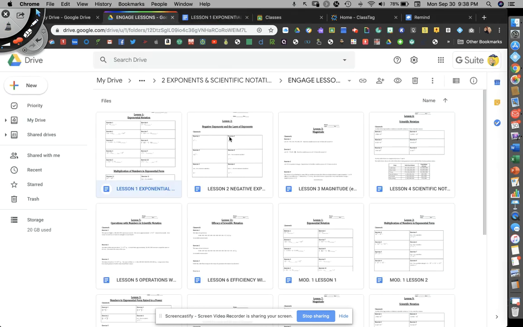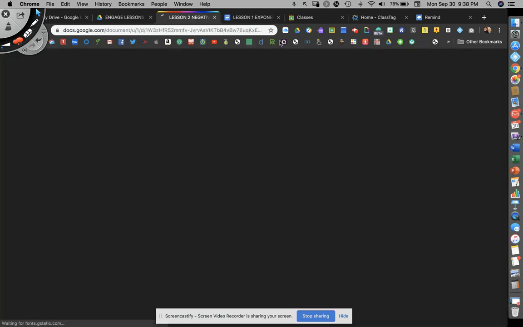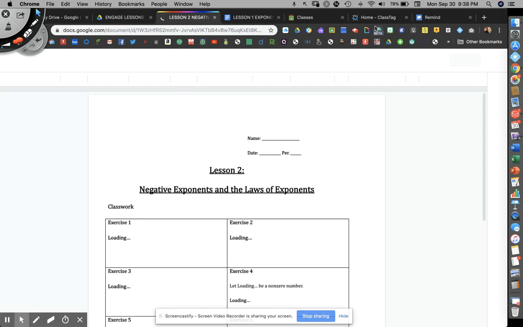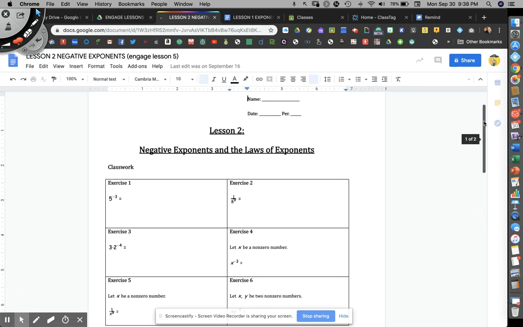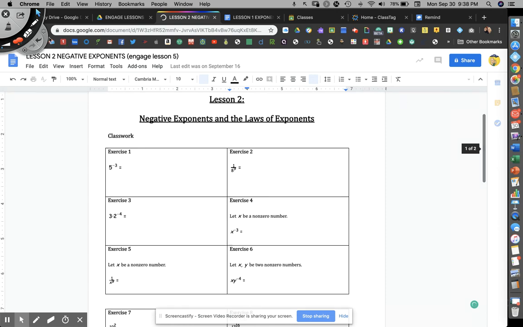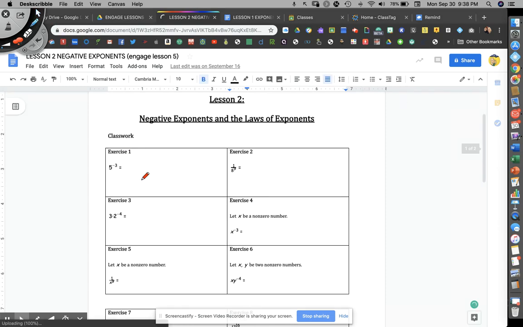So I'm going to pull it up. All right, here's lesson 2. Lesson 2 is all about negative exponents. Again, make sure your name, date, period is on this one. So whenever you have a negative exponent, you need to make it positive. In order to make it positive, you take its reciprocal. So if it's in whole number form, its reciprocal would be to change it into a fraction.